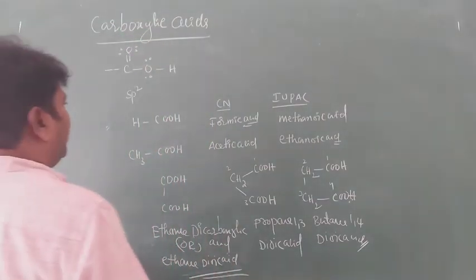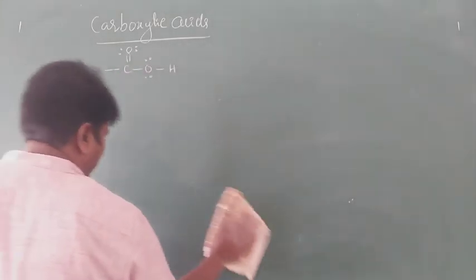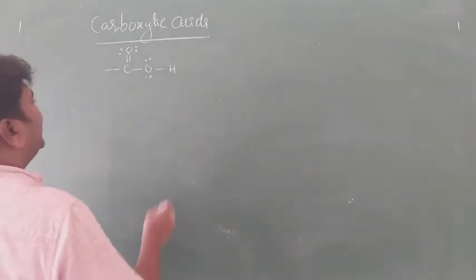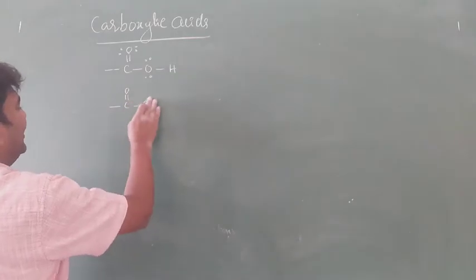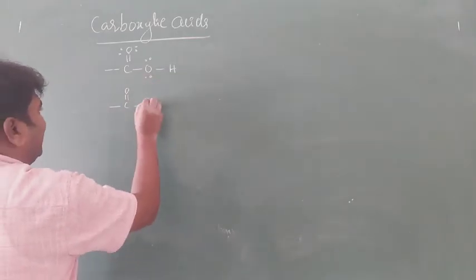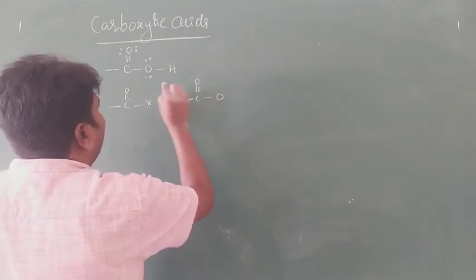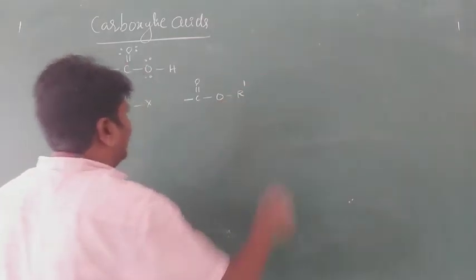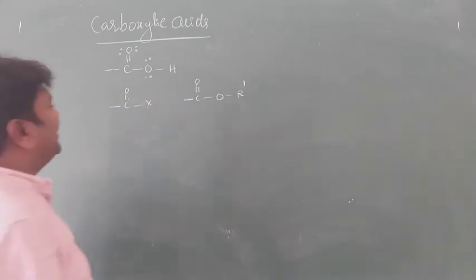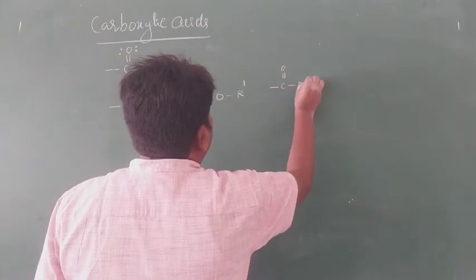Next one, see all of you. What are the derivatives of carboxylic acids? Derivatives. Suppose C double bond O and OH is replaced by X. Next one, suppose C double bond O and H is replaced by R dash. It is very, very important. Next one, C double bond O and NH2. See here.